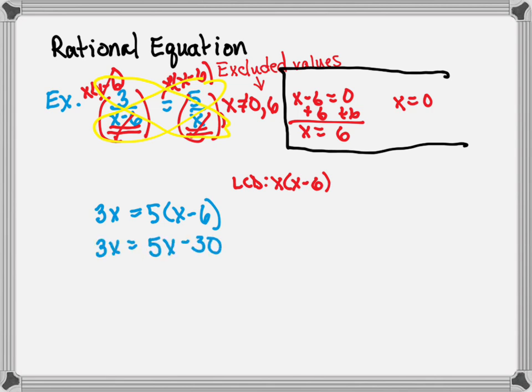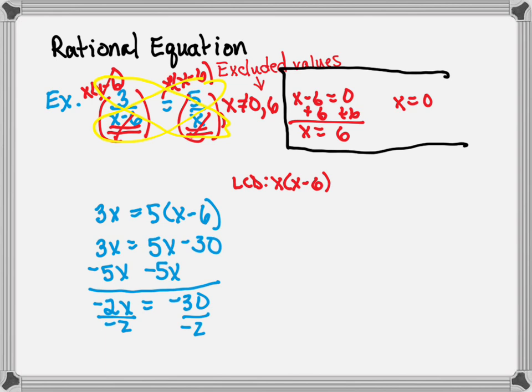Okay, so let's distribute on the right-hand side. So the 3x is on the left. 5 times x is 5x. 5 times negative 6 is negative 30. I want all my x terms on one side, all my constants on the other side. I will subtract 5x from both sides, and I'll get negative 2x equals negative 30. I'll divide both sides by negative 2, and x is 15.